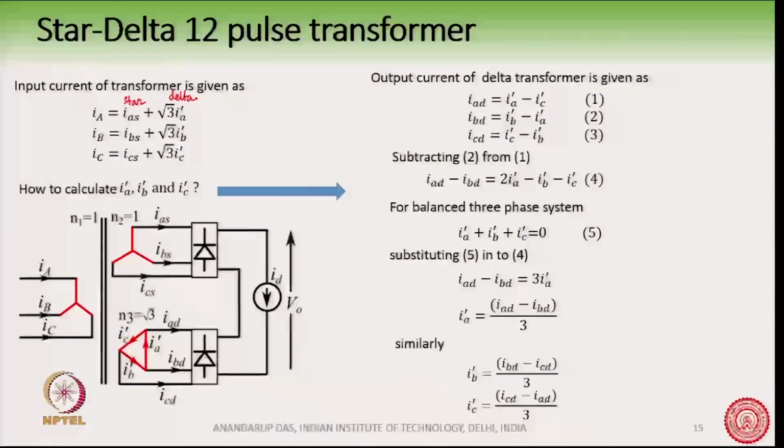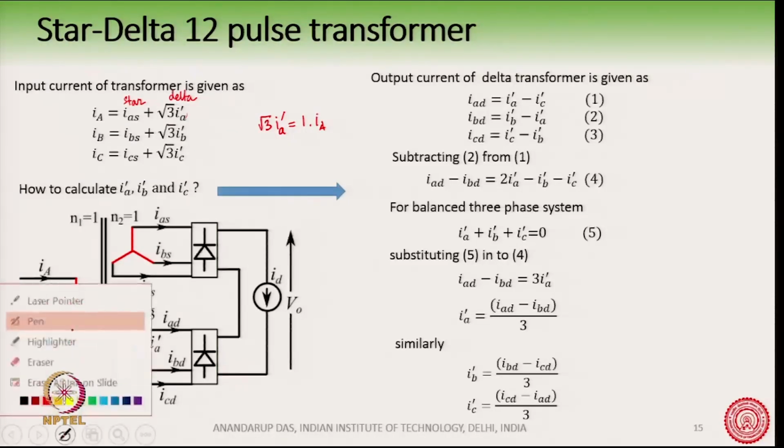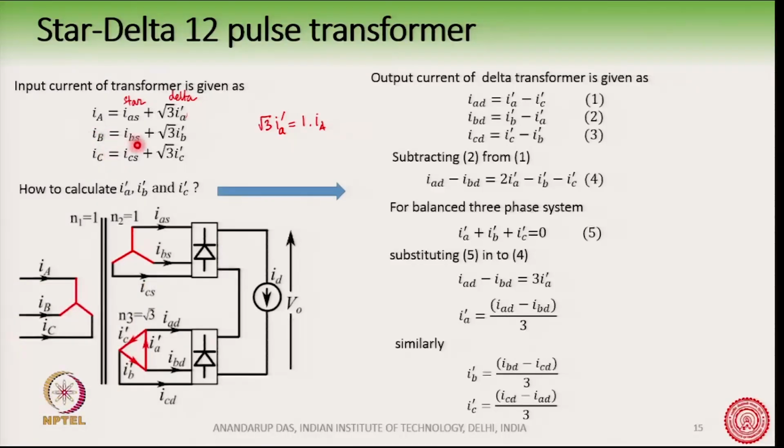So we can say that √3 into IA dash is equal to 1 into IA. For the delta part only, we can write this relationship, where we have √3 IA dash because the turns ratio here is √3. Similarly, we can also write IB and IC following the same procedure. Now the question comes up: what are the values of IA dash, IB dash and IC dash?